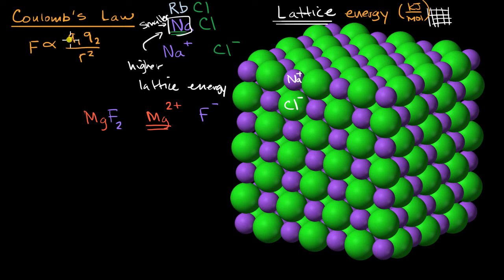So we have a larger charge on top, at least for the magnesium, and you have smaller radii for the bottom. So in magnesium fluoride, the Coulomb forces between the ions in the lattice are even stronger. And so the lattice energy, the energy necessary to pull it apart, is going to be higher. So out of the 3 we just looked at, the highest lattice energy is going to be magnesium fluoride, followed by sodium chloride, followed by rubidium chloride.